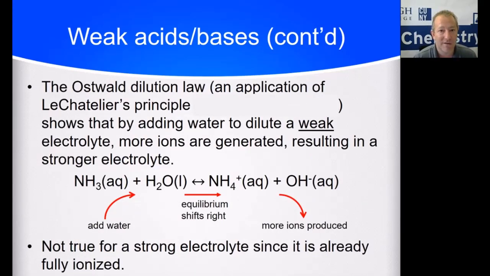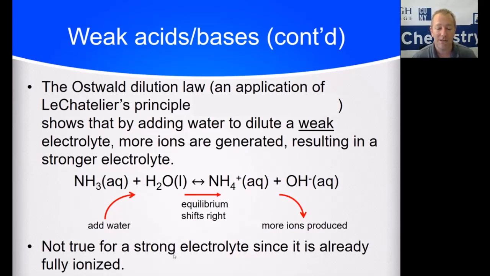It's an application of Le Chatelier's principle, which you don't get to until 152 in chapter 14. But bottom line is, if you add more reactant, more water, to the weak acid or weak base, it pushes the reaction more to the right-hand side, and you get more ions. Therefore, diluting a weak acid or a weak base is a nice way to test whether it is a weak acid or a weak base, because the conductivity increases.